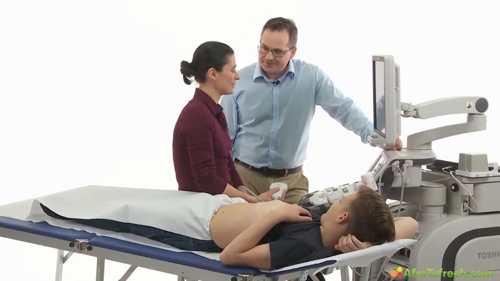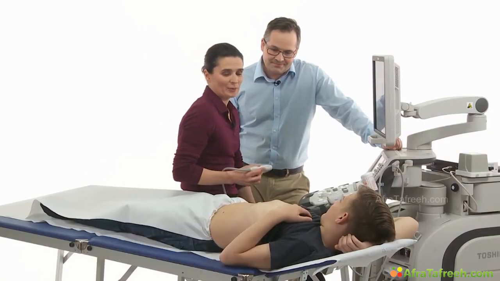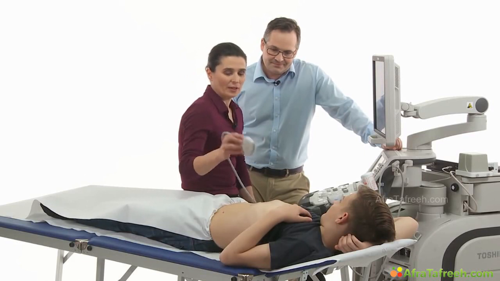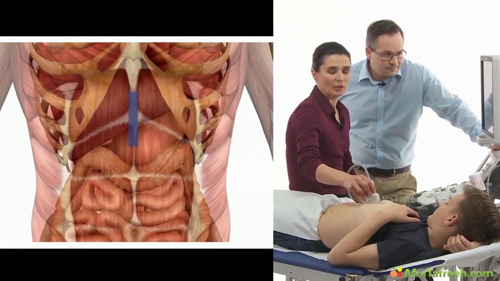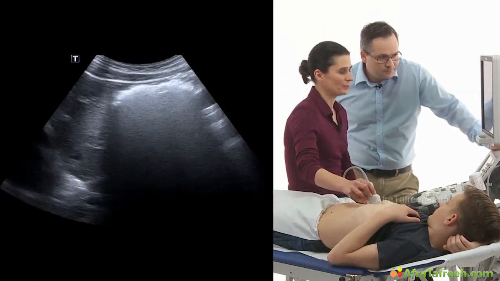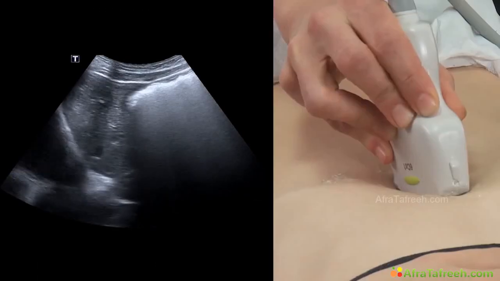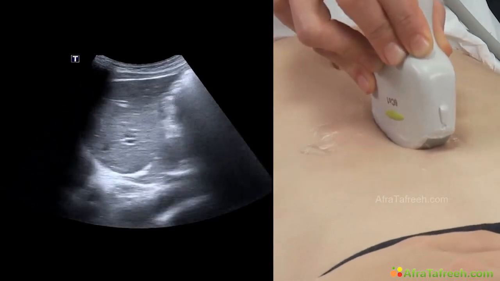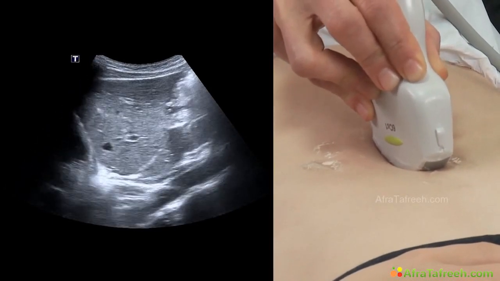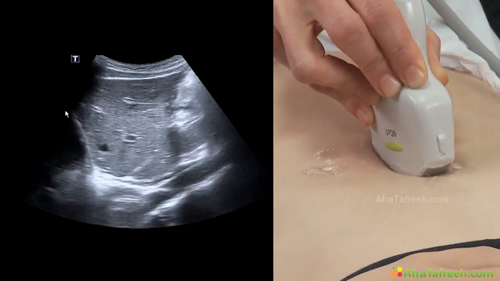Let's perform a scan of the liver. The liver is quite a great organ, so we need a systematic approach for scanning the liver. Can you show us how you do it? Yes. I start placing my transducer into the epigastric area in a longitudinal position, into the longitudinal epigastric view. And I ask my patient to inhale and hold his breath.